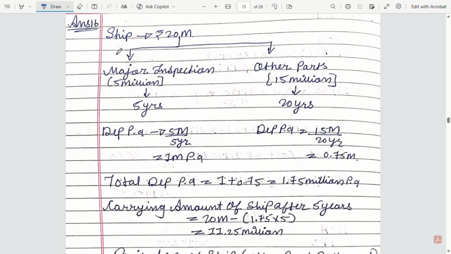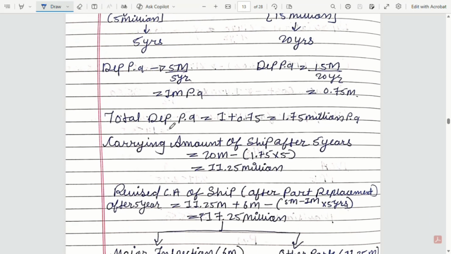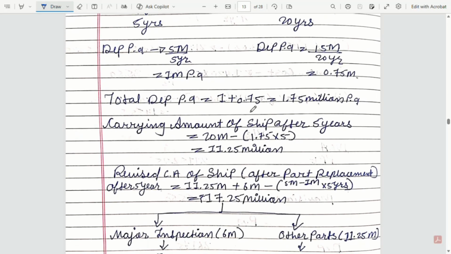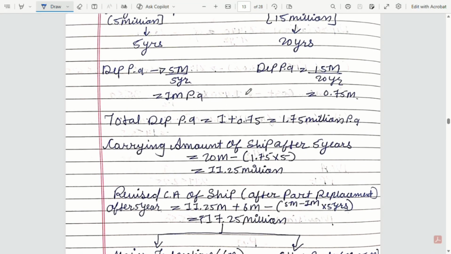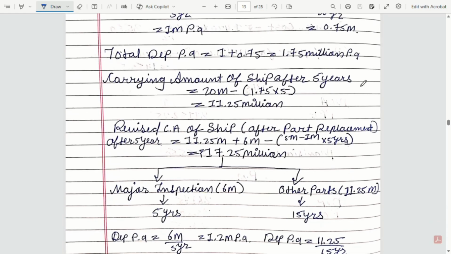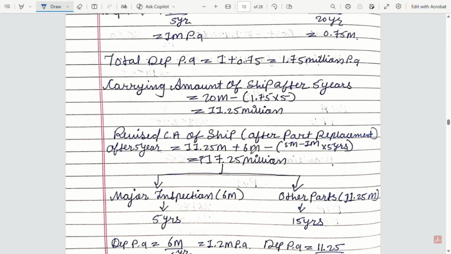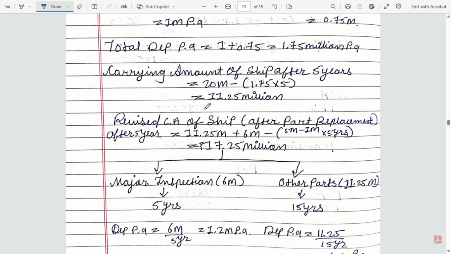First we will separate the cost: the major inspection cost of 5 million for 5 years, and the other part for 20 years. Depreciation per annum will be 1 million per annum and 0.75 million per annum. Total depreciation including both is 1.75 million. So what will be the carrying amount in the fifth year? This is our total cost, and we will reduce the depreciation till the fifth year. So we will get the carrying amount in the fifth year.